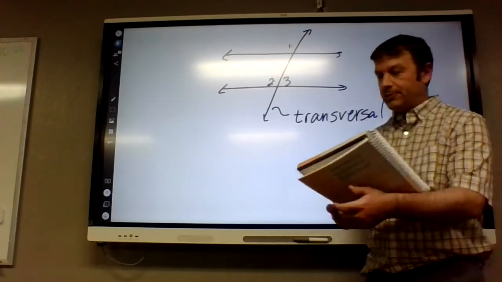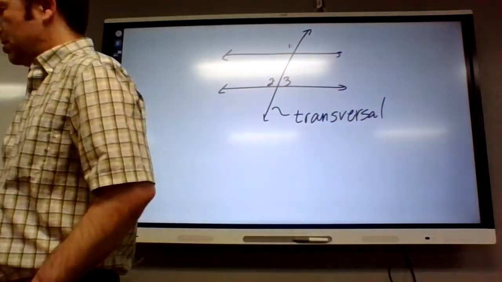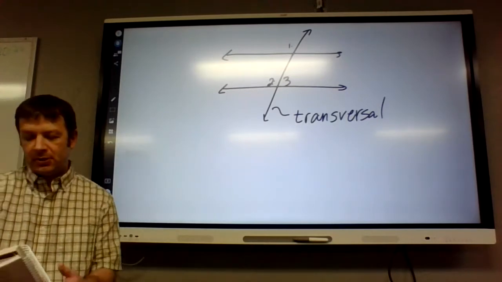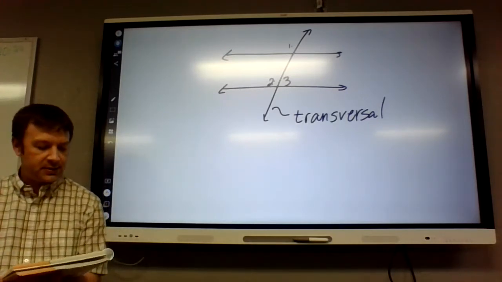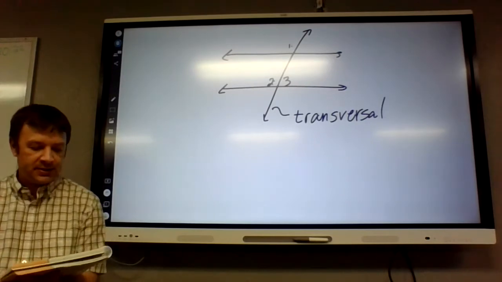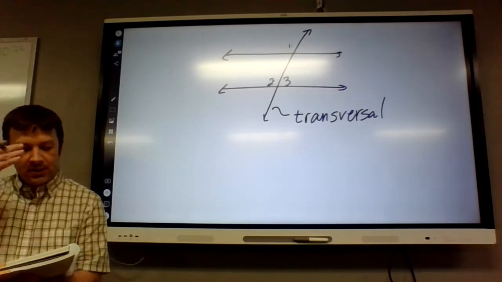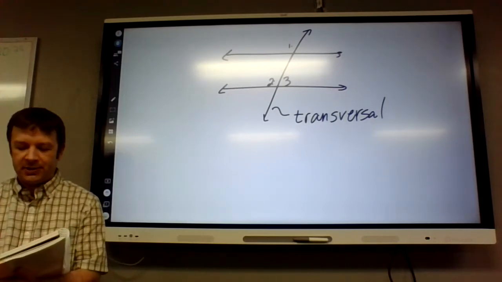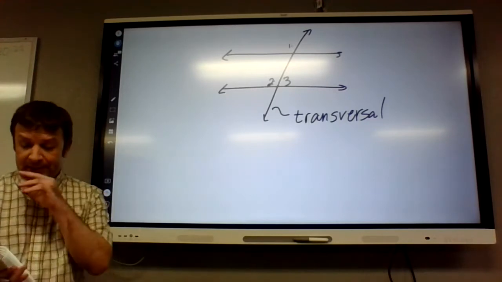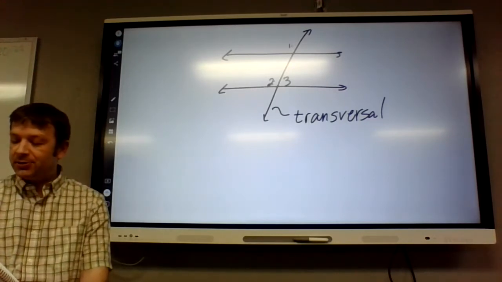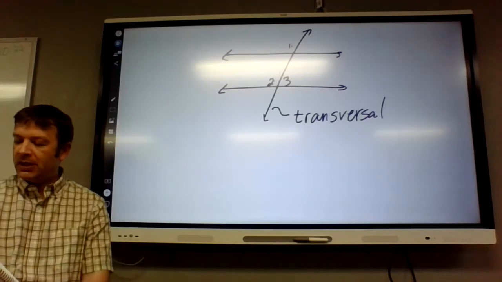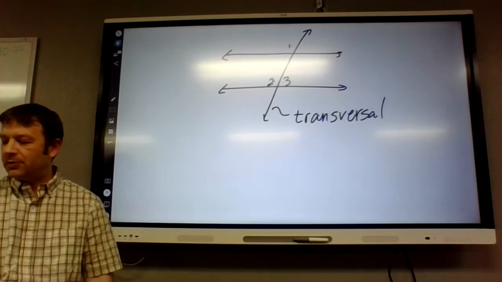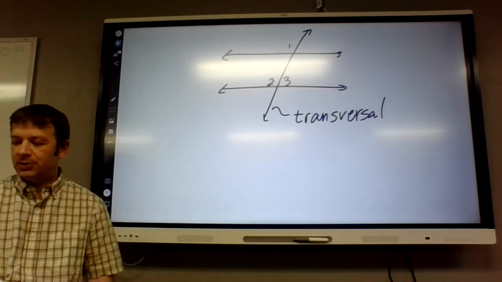So on page 111, number 1, determine whether each statement is true or false. It says line AC. You guys see line AC over there? It says true or false or cannot be determined. Some things you can't tell just by looking at the picture. Is AC, line AC, a transversal of lines EB and CD? Does it cross over those two lines? Yes. So 1 is true.